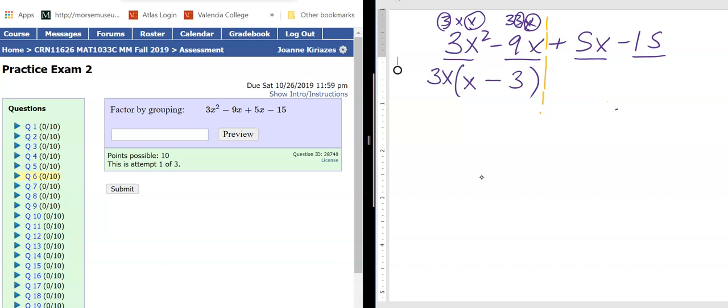Now I'm going to look at the third and the fourth term, and I'm going to do the exact same thing. I write my prime factors above it, and I say, oh, they both have a 5.